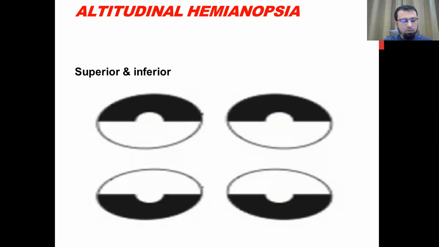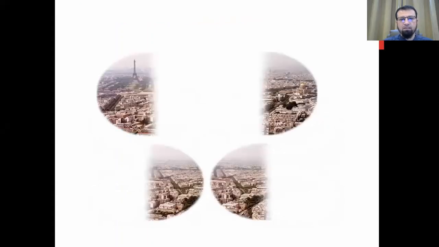Is it in the parietal or temporal lobe? Patient who cannot see upper, what do you think? Okay, upper is temporal and lower is parietal. So remember, a patient who cannot see up, this is temporal. A patient who cannot see down, this is parietal. So this is called altitudinal hemianopsia.